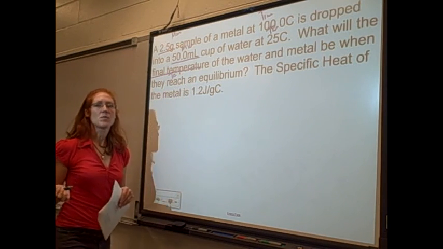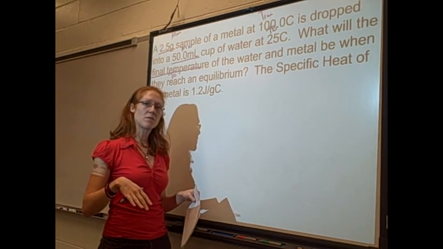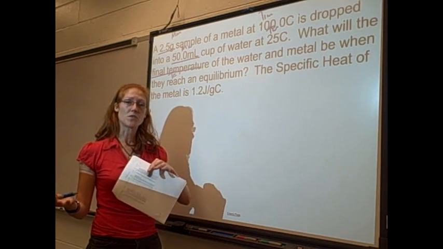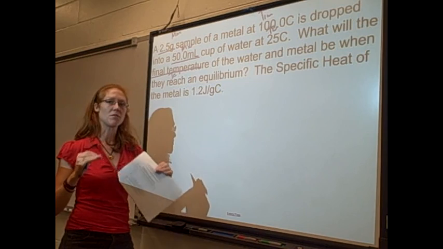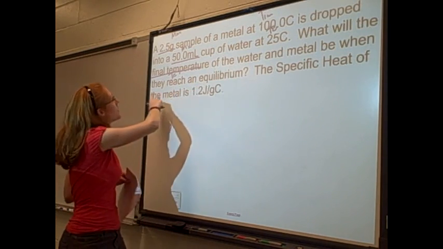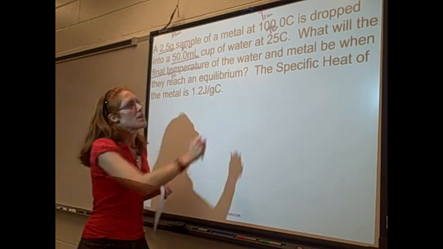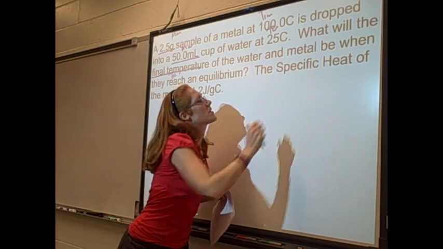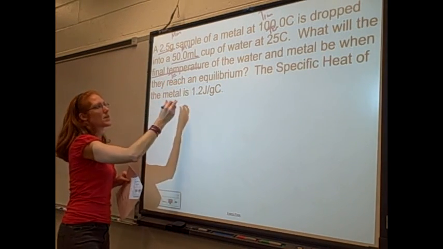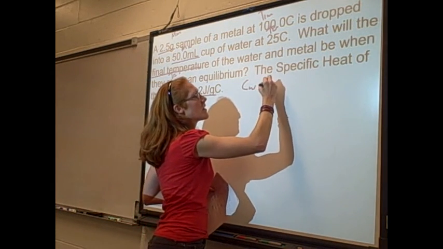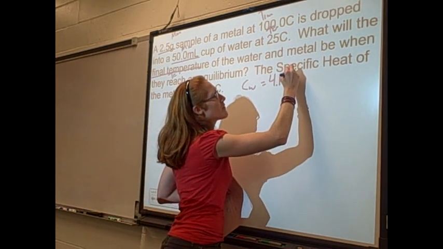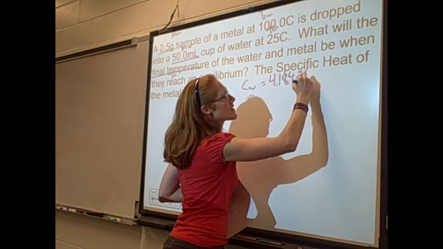And TF will be the same because the metal is losing heat to the water because it's at a higher temperature, and the water is gaining heat from the metal until they get to the same temperature. Once they're there, they're going to be in equilibrium. I have the specific heat capacity of the metal, and I know that the specific heat of water is 4.184 joules per gram degree Celsius.